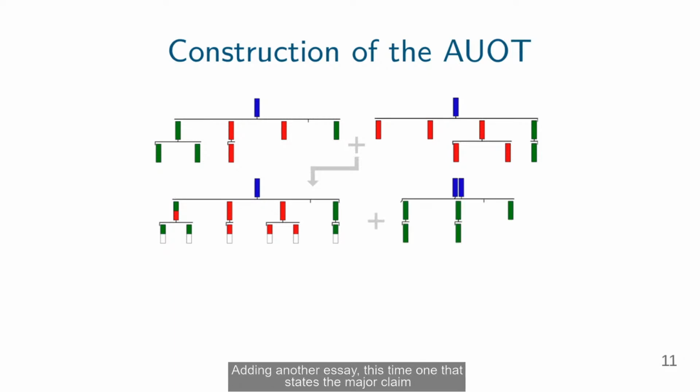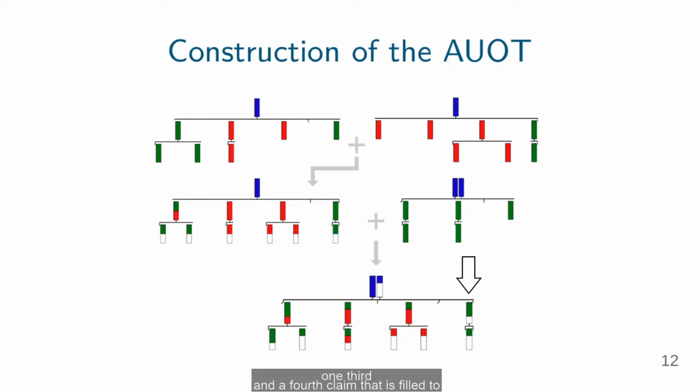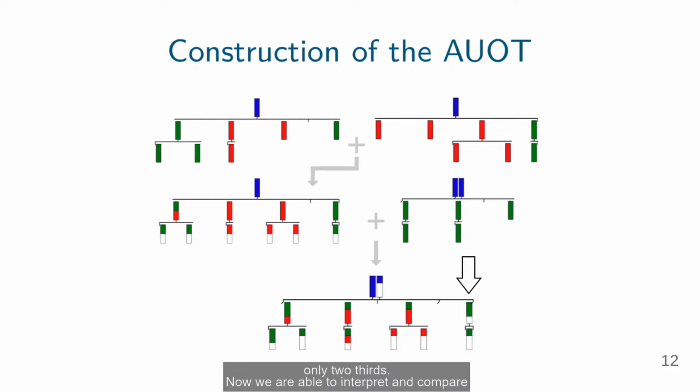Adding another essay, this time one that states the major claim 2 times and has only 3 claims, results in a tree with 2 major claim representatives, where the second one is filled to only 1/3 and a fourth claim that is filled to only 2/3.